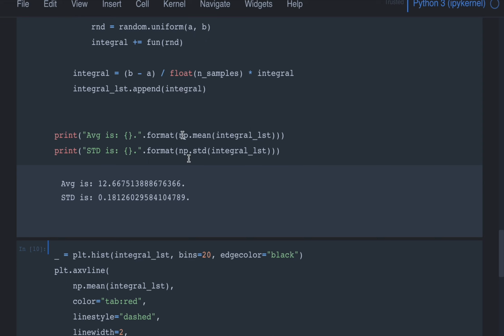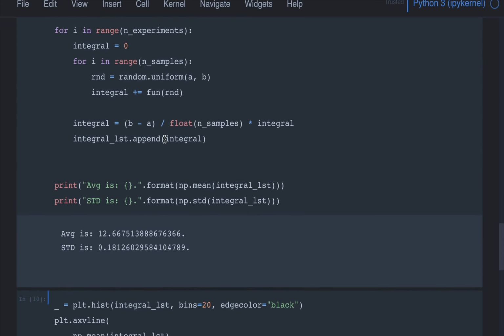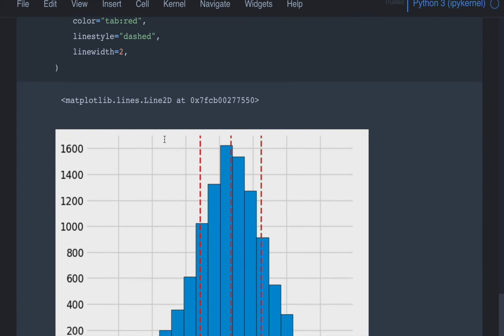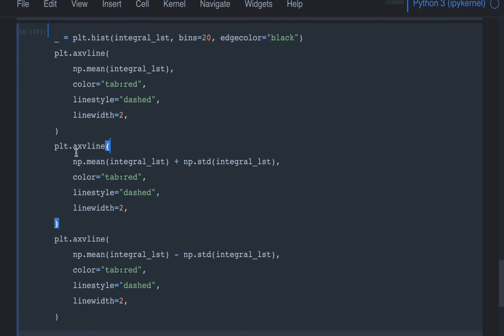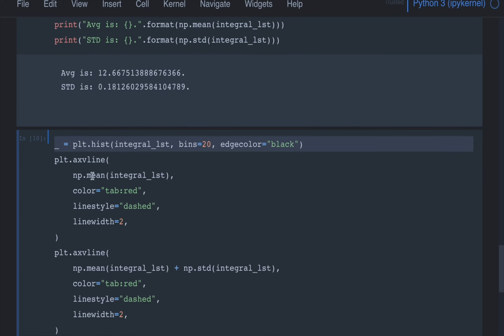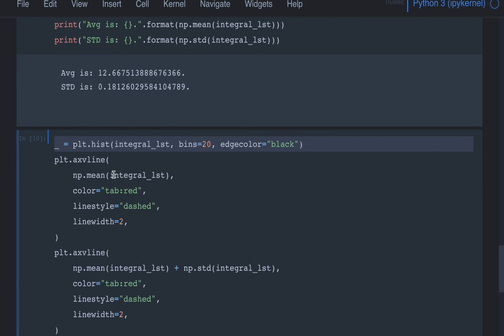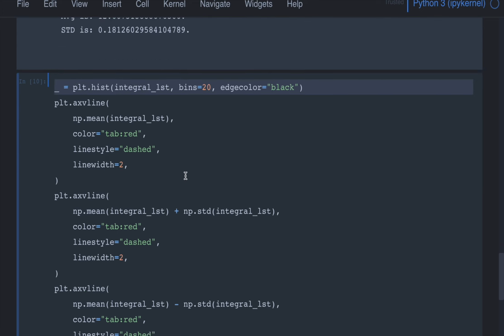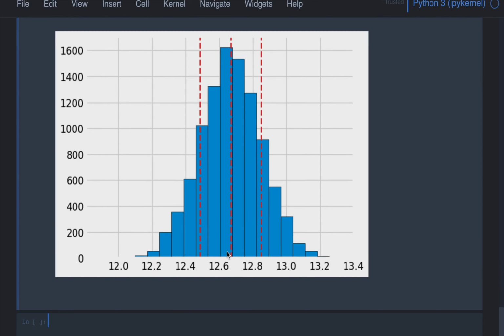Now if you want to look at the distribution of these integrals we computed over 10,000 experiments, this is how it looks like, right? So in this code, all I'm doing is I'm just taking the histogram, and then we are also plotting the mean of the integral along with the standard deviation, so 1 sigma. Okay, so this is how the integral distribution looks like.